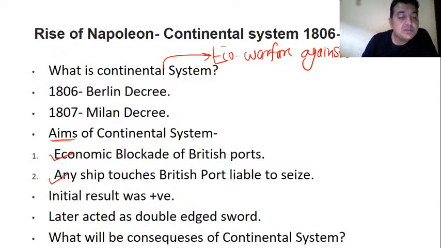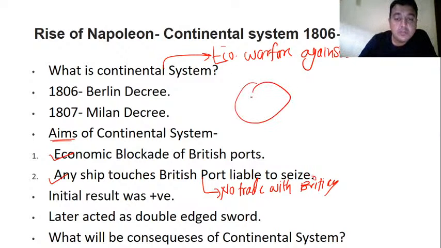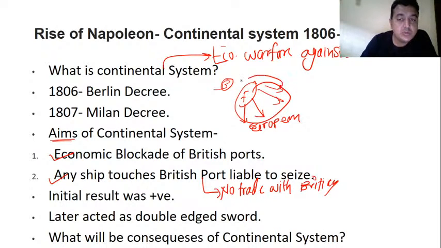Second, what is the basis of it? Any ship that touches a British port is liable to seizure. That means no trade with Britain, as Napoleon threatened the other countries. And how did other countries have to listen? Because he established his control over the European continent, directly or through indirect means. Okay, what's the basis? Any ship that touches a British port is liable to seizure, meaning you cannot trade with Britain. If you do that, then we are going to seize the ship.